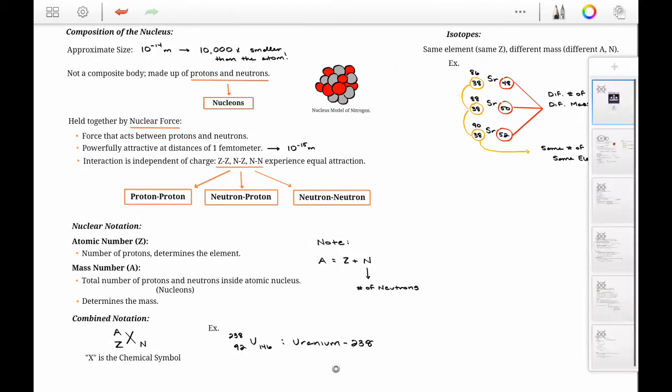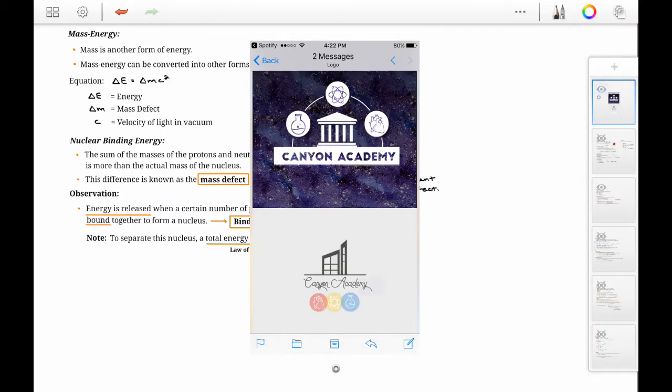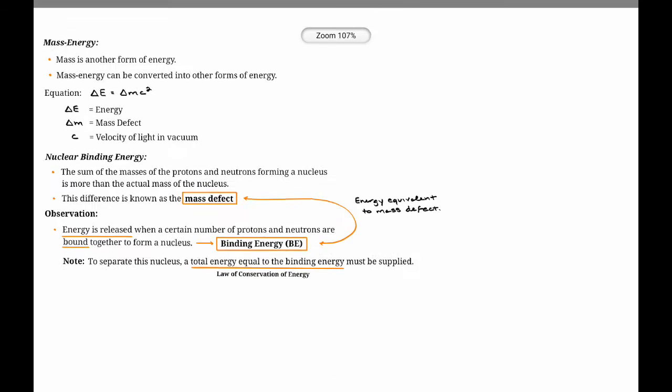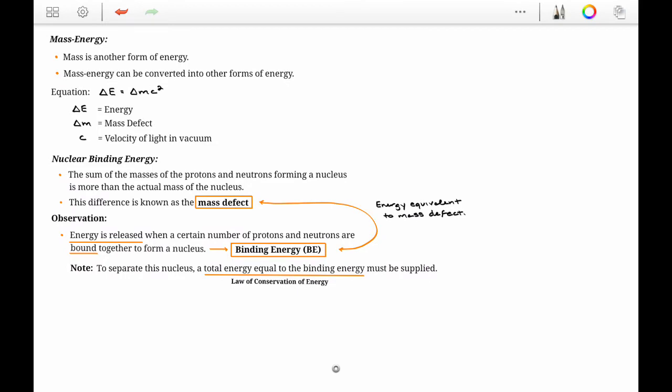Next we're going to talk about something that Einstein showed us. He showed us that mass is actually another form of energy, and so mass energy can be converted into other forms of energy. Einstein's mass energy equivalence equation that he derived is E equals mc squared. I know all of you have seen this. This is arguably one of the most famous equations in physics, where E is energy, Δm is the mass defect, which we're going to describe next, and c is the velocity of light in a vacuum. What I want to introduce to you is the nuclear binding energy.